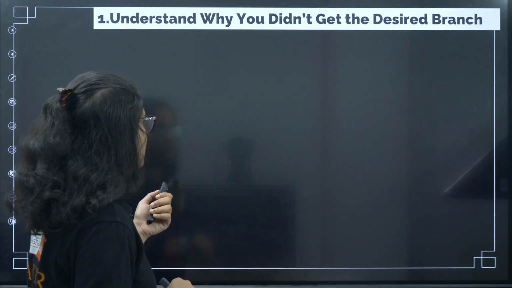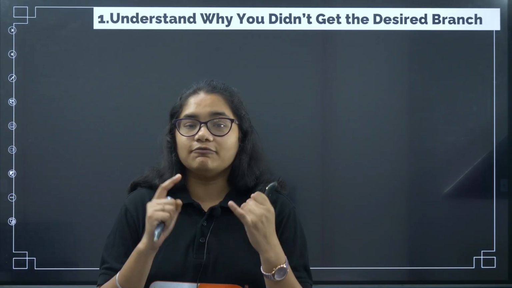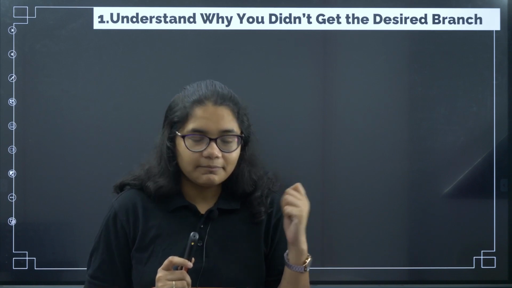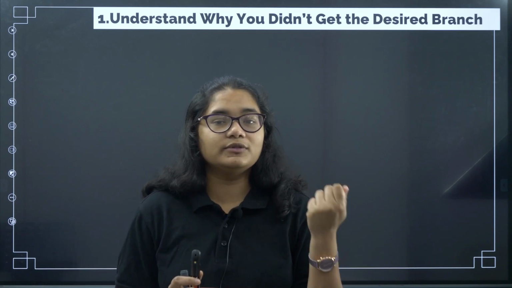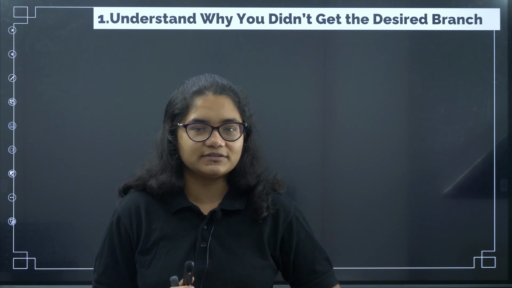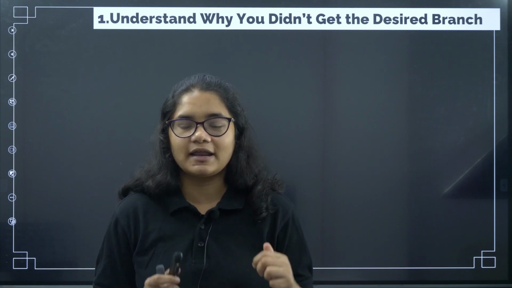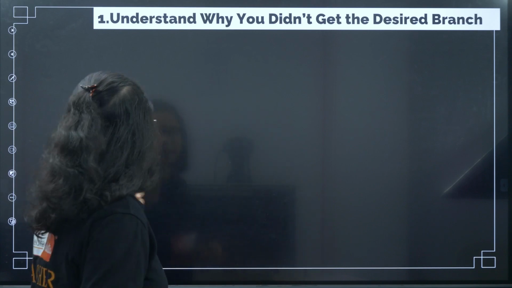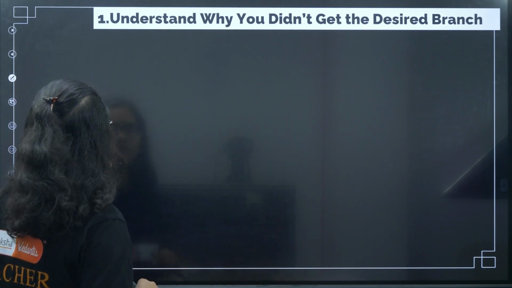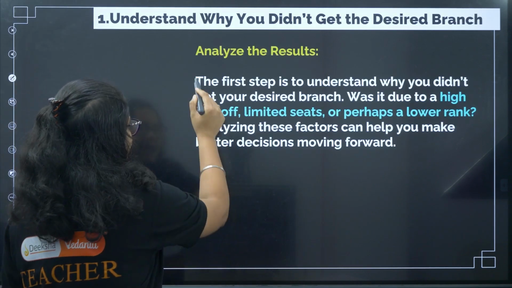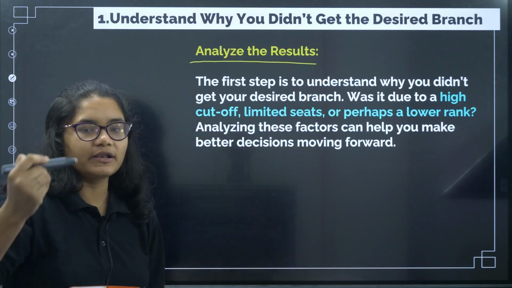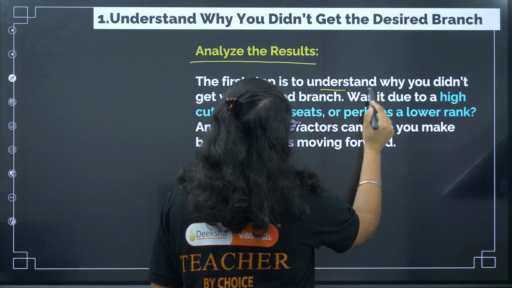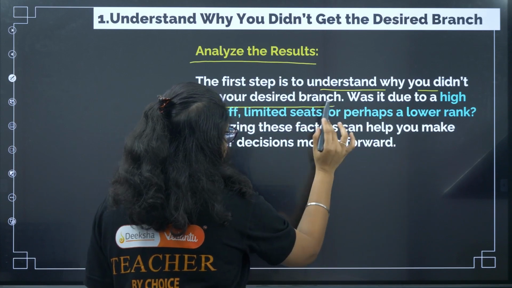So the first step is to understand why you did not get the desired branch. Before solving the problem we need to know the reason for the problem, right? What is the cause of that? First of all, you have to analyze the result, whatever college you have got. The first step is to understand why you did not get your desired branch.